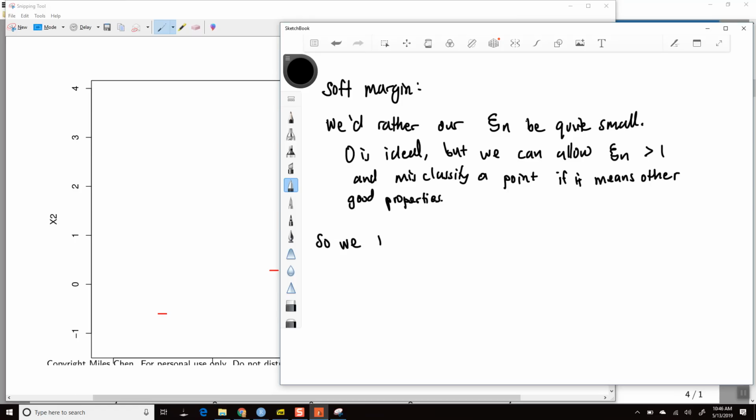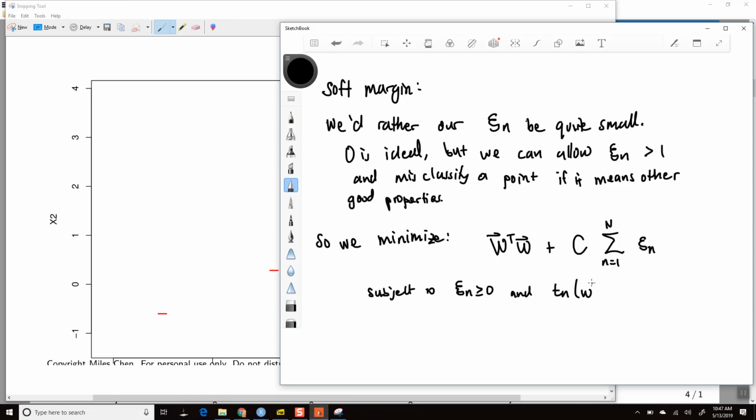So we minimize W transpose W plus some constant times the sum of all the xi's, subject to the xi's having to be greater than 0, and the classification of each point has to be greater than whatever we've defined, for all n.